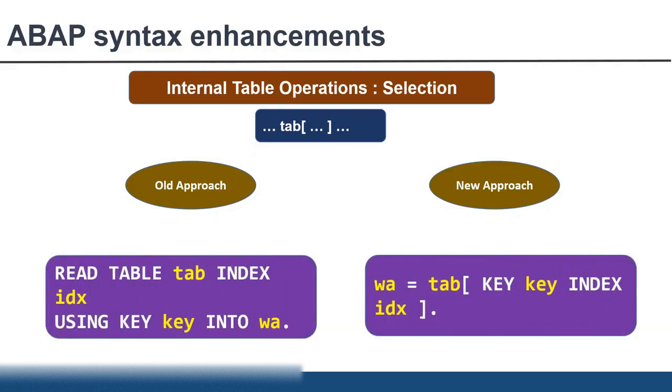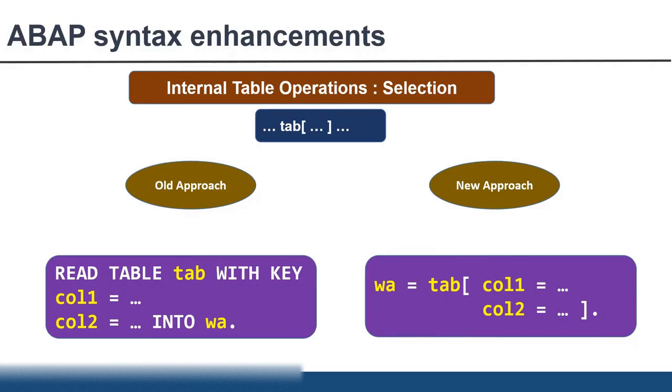Second statement, reading the internal table using the index as well as using a key. With the new approach, again the internal table with the braces. Within the braces, key as well as index is mentioned. The result is passed to the work area. Third statement, reading the internal table with a condition and moving into the work area. With the new approach, the internal table with the square braces, and within the braces, the condition is specified. The result is passed to the work area.